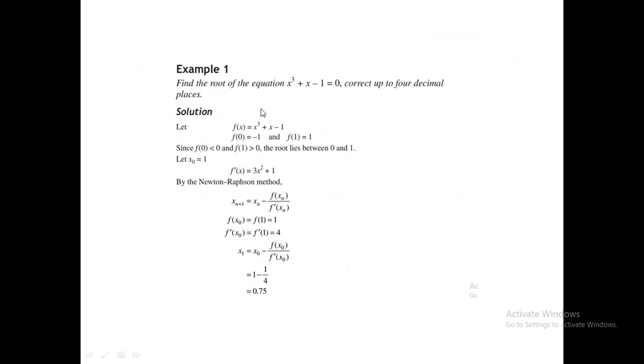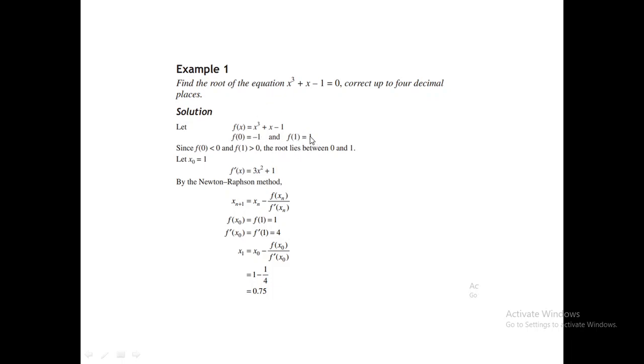See, what is given? Find the root of the equation x cube plus x minus 1 is equal to 0, correct up to 4 decimal places. You have to use the Newton-Raphson method. Here we are not given the initial guess. We consider the first initial guess as 0 and the second initial guess as 1.